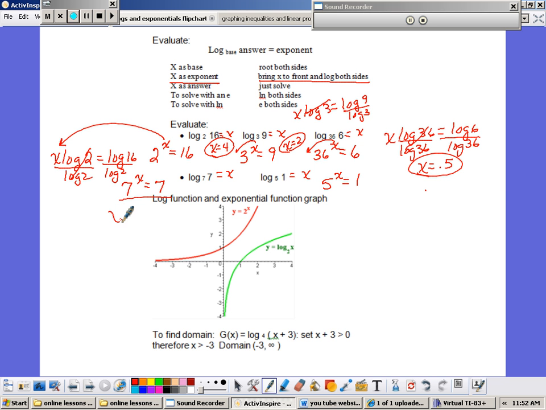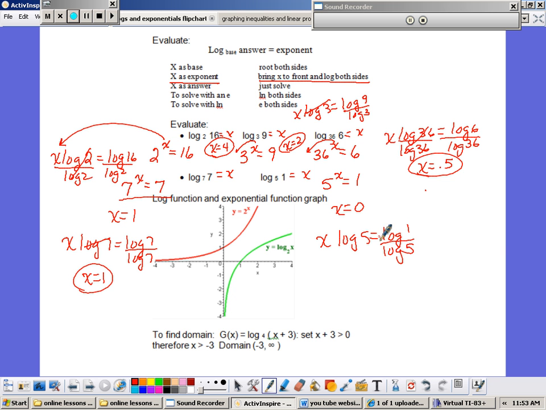Now, I know for a fact x is 1 here. But if I needed to, it would be x log of 7 equals log of 7, divided by the log of 7. Well, the log of 7 divided by the log of 7 is going to be 1. I also know x is 0 on this one, because anything raised to the 0 power is 1, and the only way to get from 5 to 1 is to put a 0 in. But I could do x log of 5 equals log of 1 divided by the log of 5. My calculator is going to give me 0.